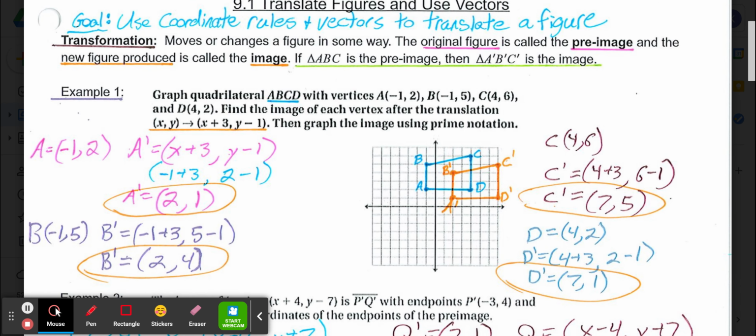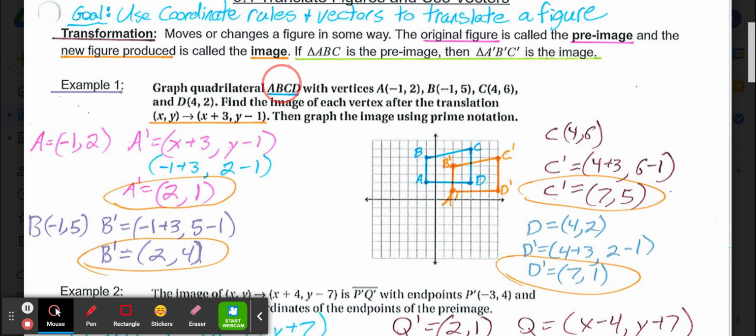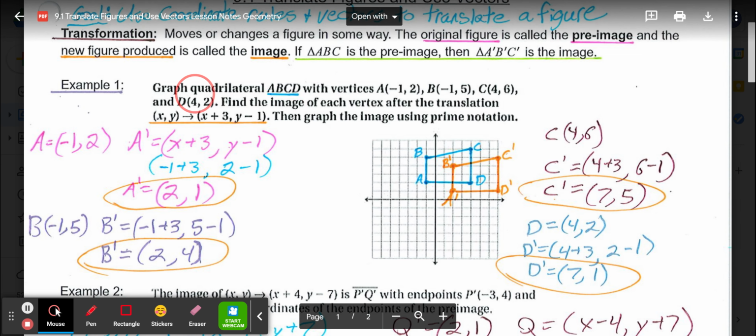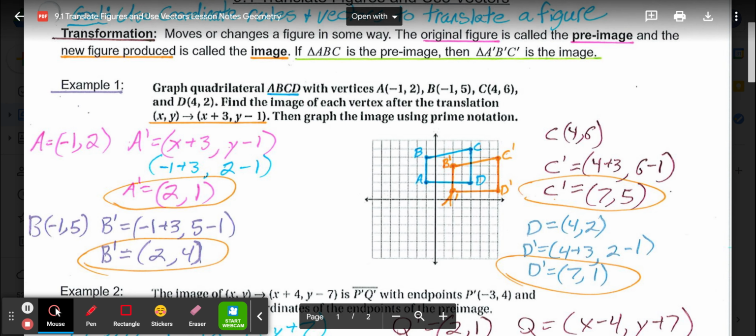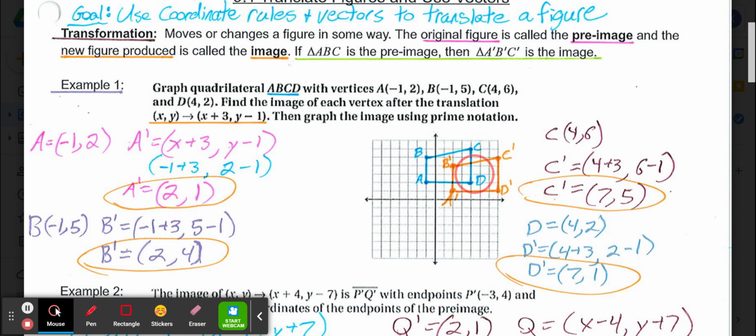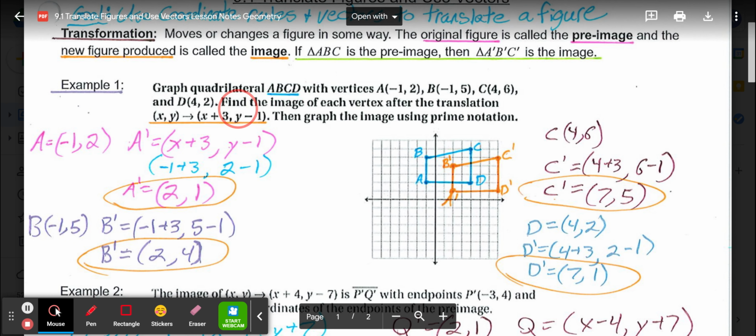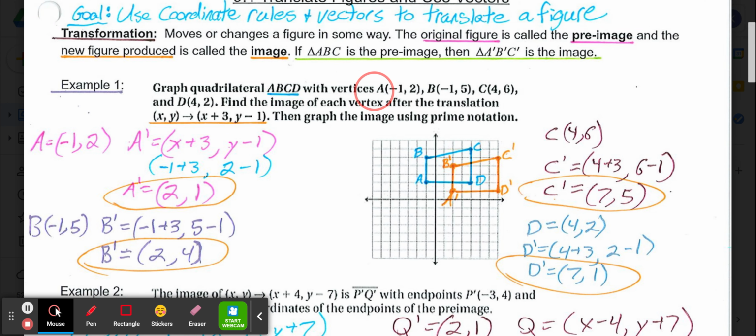Let's look at example 1. It says graph quadrilateral ABCD with vertices A (-1, 2), B (-1, 5), C (4, 6), and D (4, 2). Take a minute and graph those 4 points. You can see mine's already done here in blue. Then connect your 4 points with segments to create this quadrilateral. Then what they want us to do is find the image of each vertex after the translation.